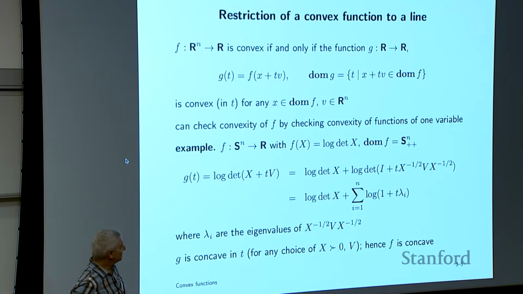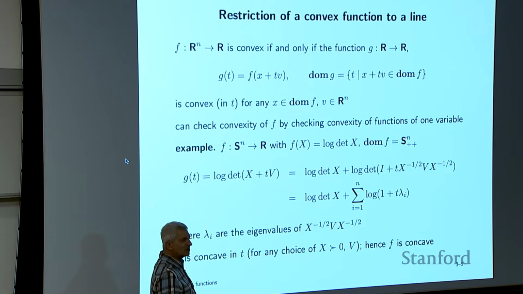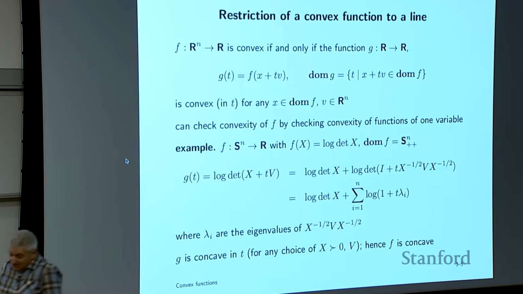Now we're cool because we could quickly convince ourselves that log of 1 plus t lambda is concave no matter what lambda is, right? It's concave. And then this is a sum of concave functions. We'll get to that. That's going to be concave, and that's how you do it, right? So that would be that. But this is already a not totally obvious thing, right?